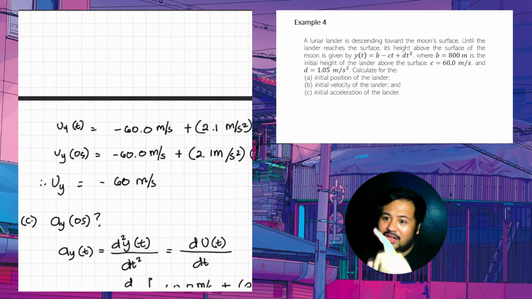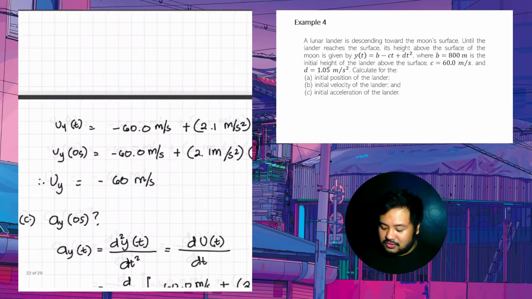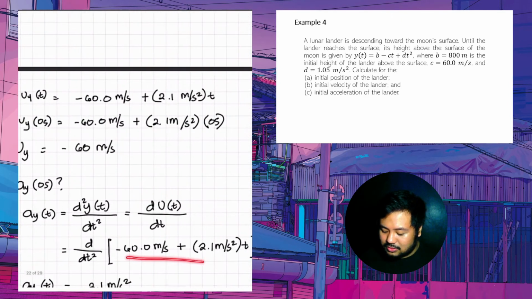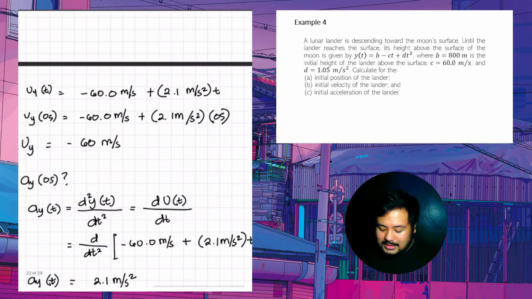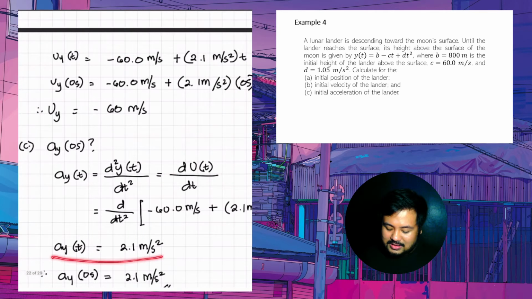So if you're given y as a function of time, you have to get the second derivative. Me, I'll just make use of my velocity as a function of time. I will make use of this one, so I have to differentiate this equation. My acceleration, upon differentiating, is a_y(t) equal to positive 2.1 meters per second squared.